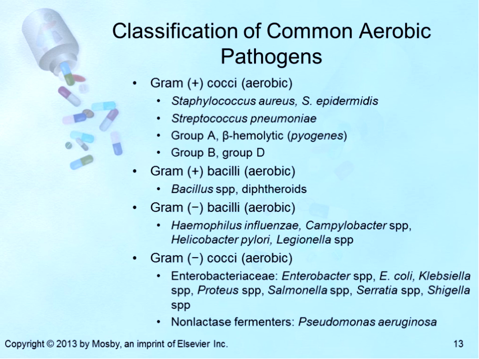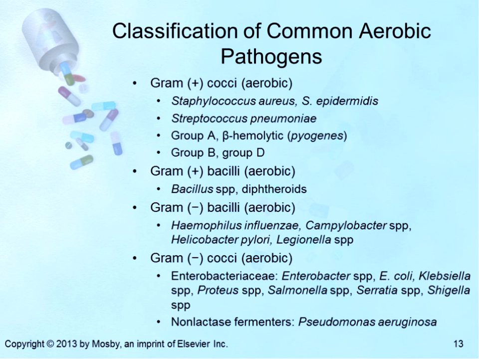So how do we classify aerobic pathogens? We have gram-positive cocci, which are aerobic. They retain the initial stain in the lab and are blue-purple in color under the microscope. These include the Staphylococcus aureus, S. epidermidis, Streptococcus pneumoniae, Group A beta hemolytic strep, Group B, and Group D.